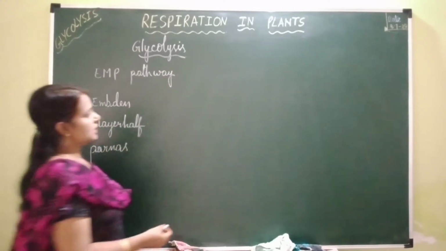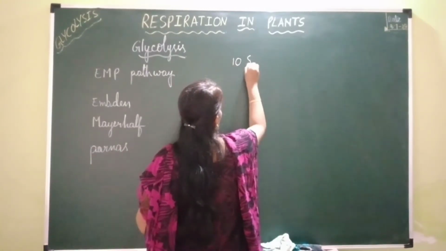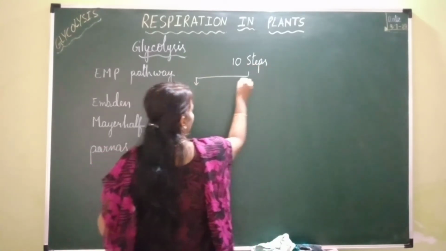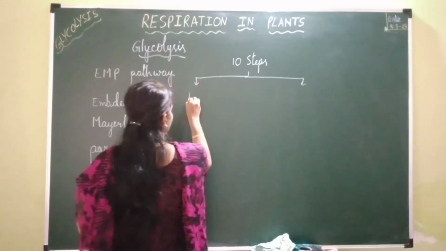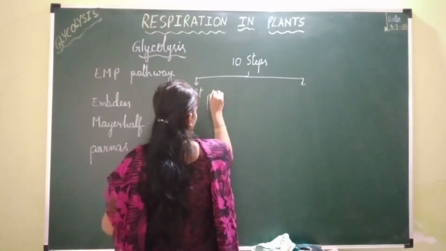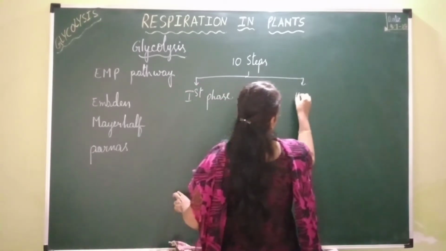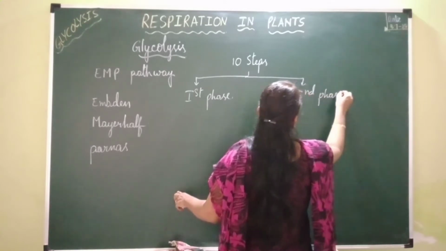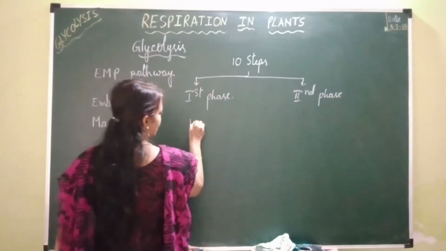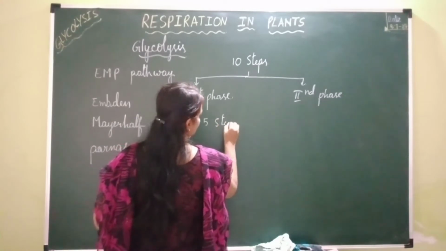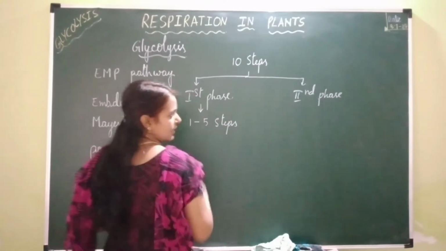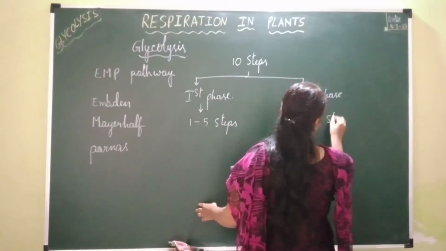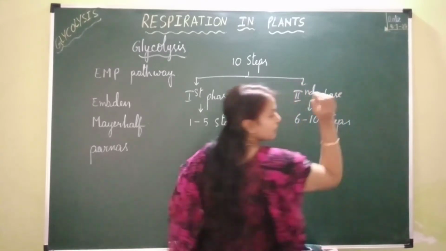So this glycolysis involves 10 steps. It is a 10-step pathway, and these 10 steps are divided into two phases: the first phase and the second phase. The first 5 steps, 1 to 5, are included under the first phase of this pathway, whereas the 6th to 10th steps are included under the second phase of this pathway.